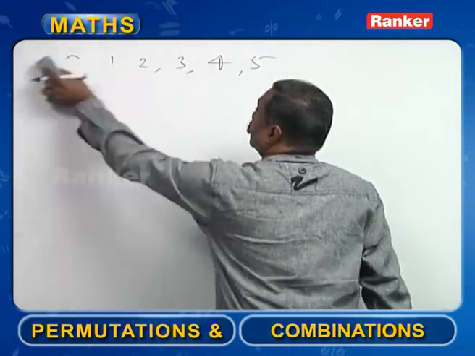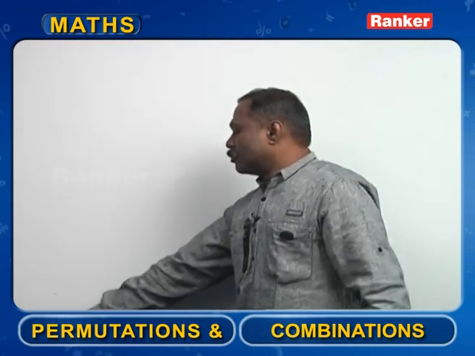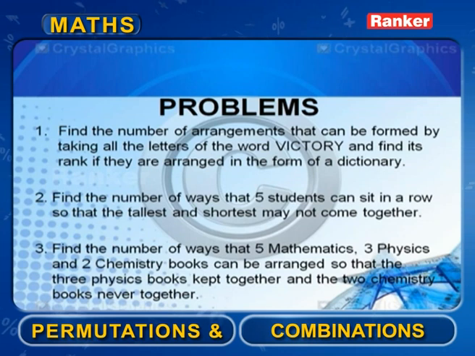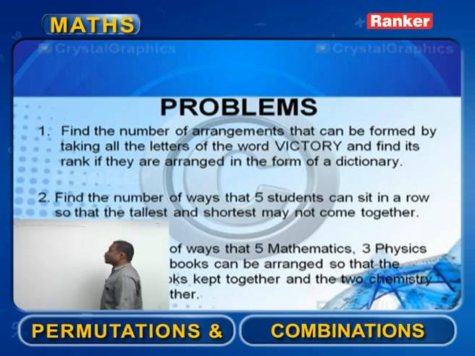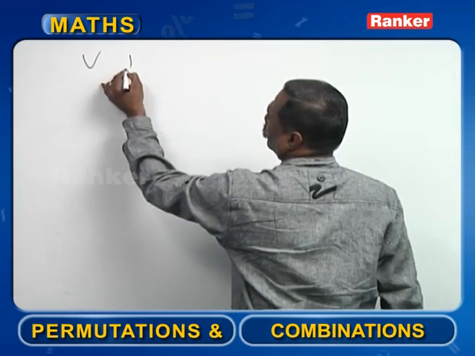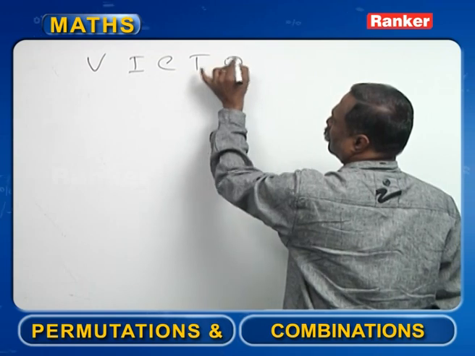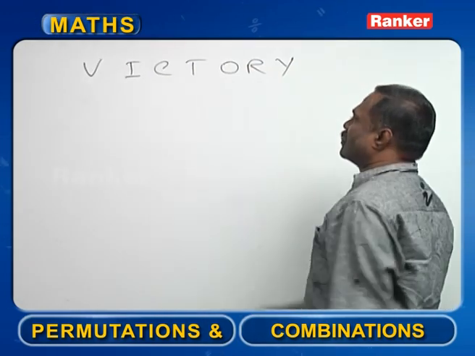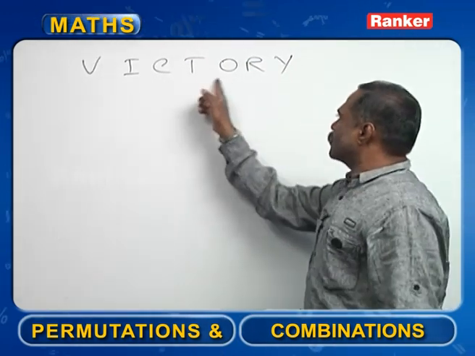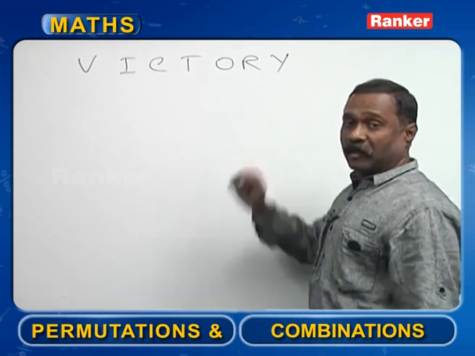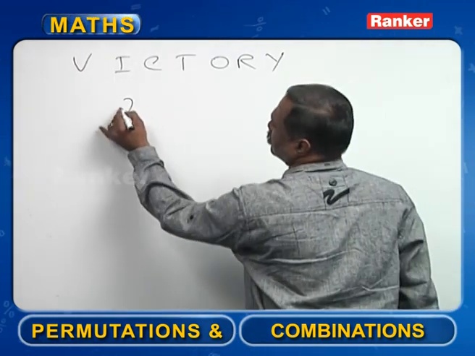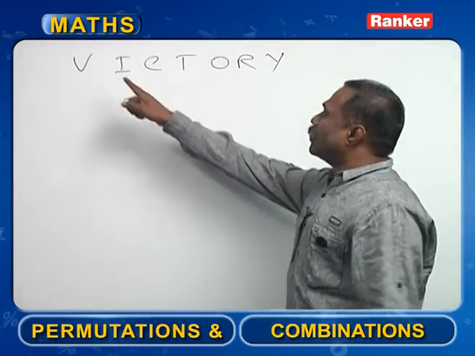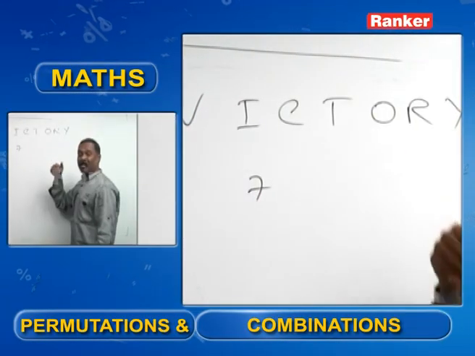Now let us go through some problems. Please go to the slides. Find the number of arrangements that can be formed by taking all the letters of the word VICTORY and find its rank if they are arranged in the form of a dictionary. So VICTORY. How many letters are here? This is 3, this is 3, 6 plus 1, 7. Totally 7 letters are there. And you can observe that all these 7 are different.